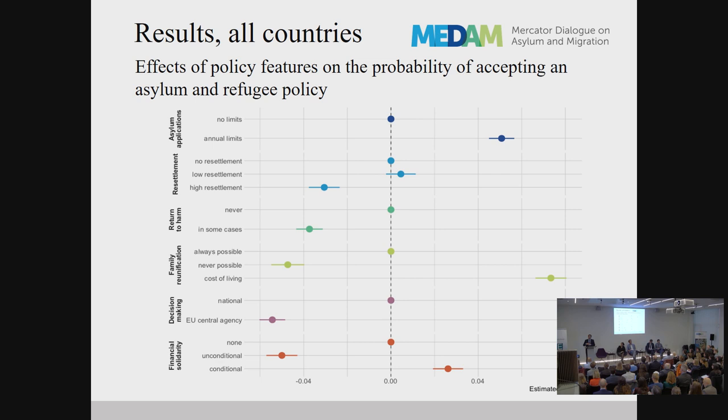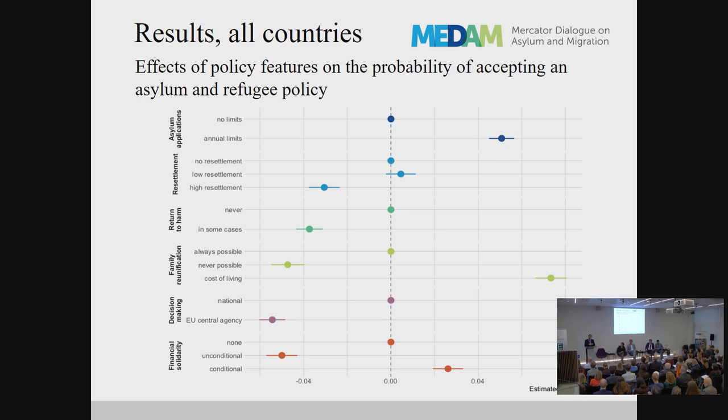So all the dots and confidence intervals that you see on the right-hand side refer to positive effects. So these are policy features that increase public support. On the left-hand side, you have policy features that decrease public support. So what you see here is that people have a preference for limits. If you look at resettlement, compared to no resettlement, high resettlement is considered negative. People don't like high resettlement, but they don't distinguish between low resettlement and no resettlement.